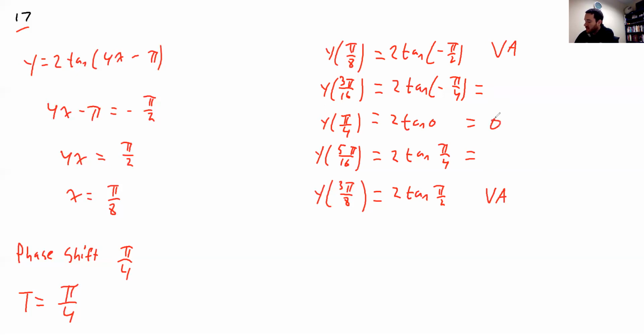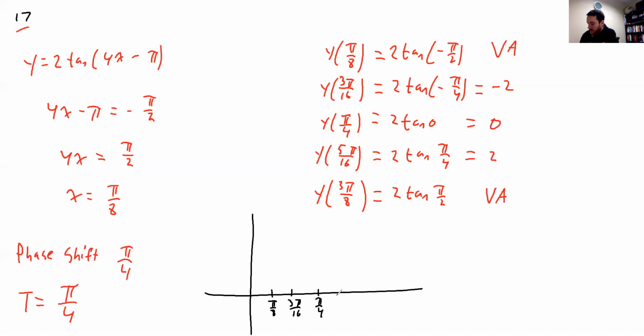Tangent of 0 is 0. Tangent of pi over 4 is 1, so 1 times 2 is 2, and tangent of negative pi over 4 is negative 1, so negative 2. Pi over 8, 3 pi over 16, pi over 4, 5 pi over 16, 3 pi over 8. Stick those asymptotes on there.